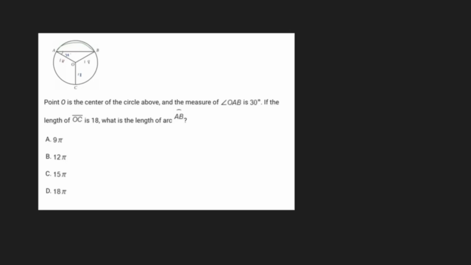Now here's what's interesting, right? Because these two side lengths are equal, we know they're opposite angles.